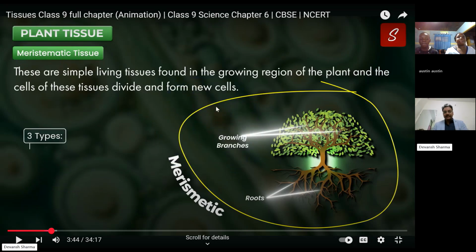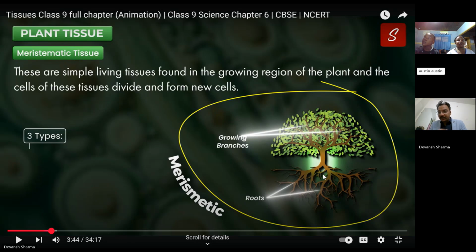See, meristematic tissues are simple living tissues which are found in the growing regions of the plant. Can you see this tree? The branches are growing, roots are growing. So wherever the growing region or the growing part of a plant or tree is present, in that part meristematic tissue is present. Understood? Short and crisp.